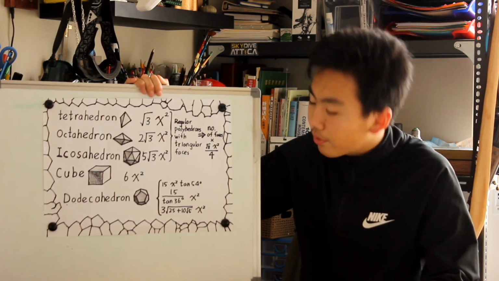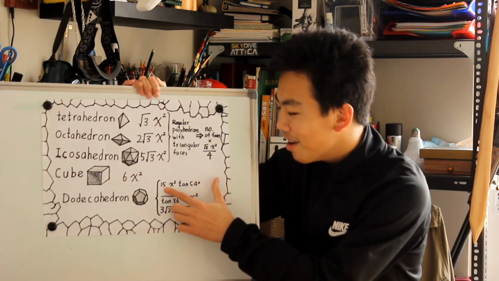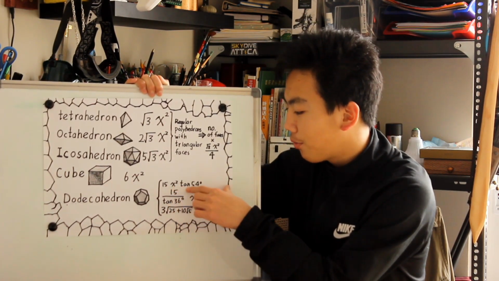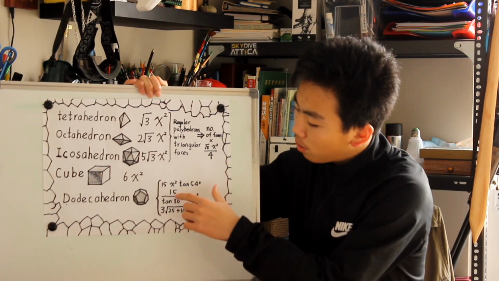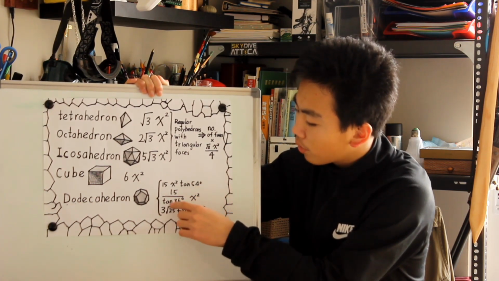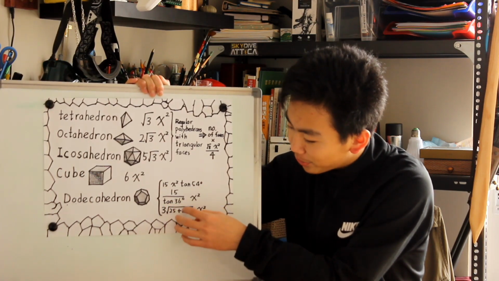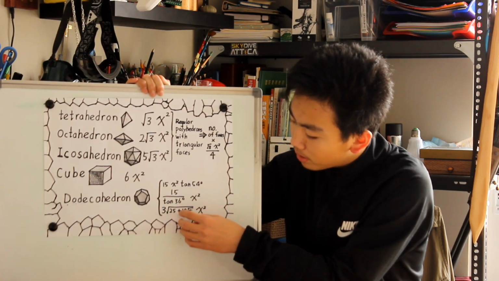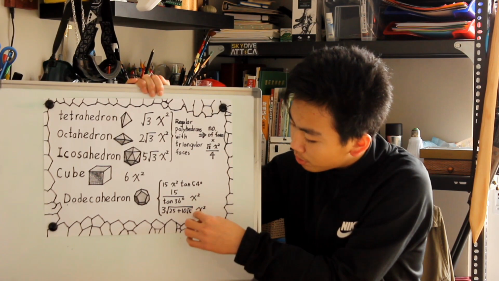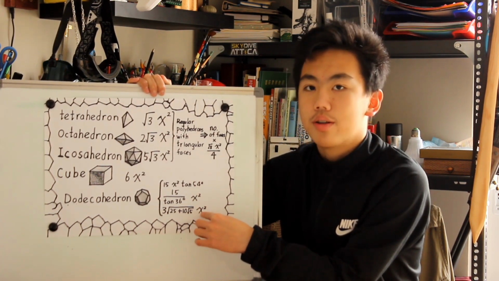For the dodecahedron, we've actually got 3 of them: 15 times x squared times tan 54, or 15 over tan 36 times x squared, or 3 times the square root of 25 plus 10 times the square root of 5, times x squared.